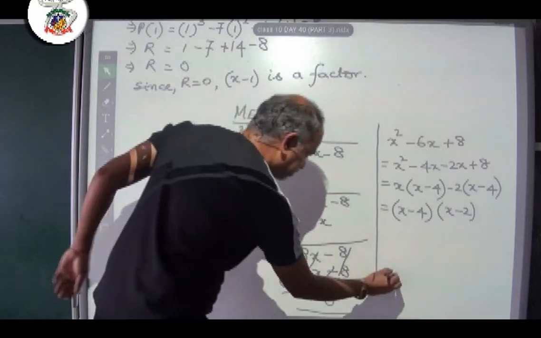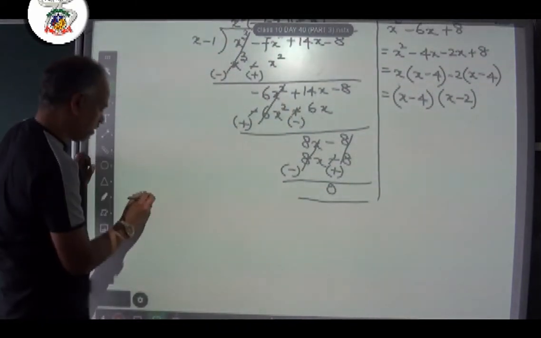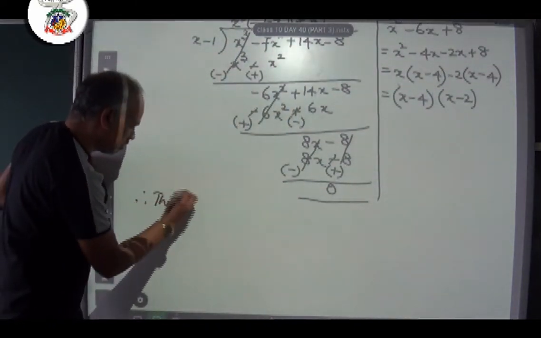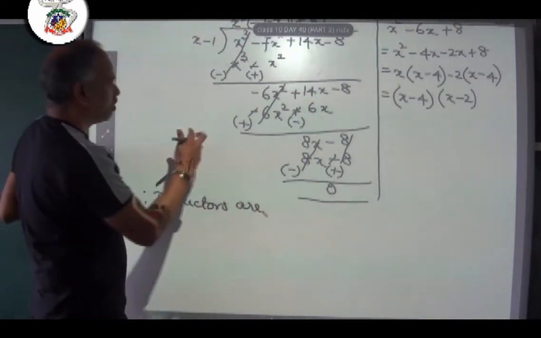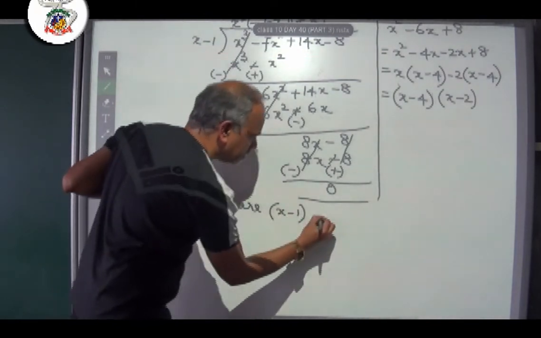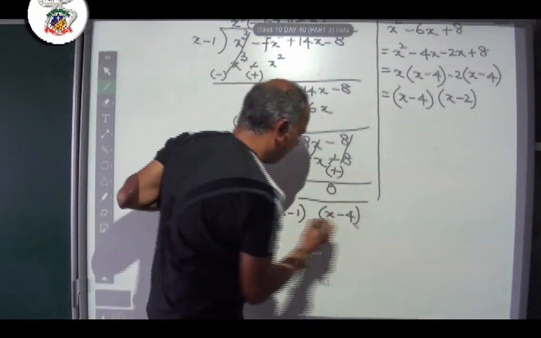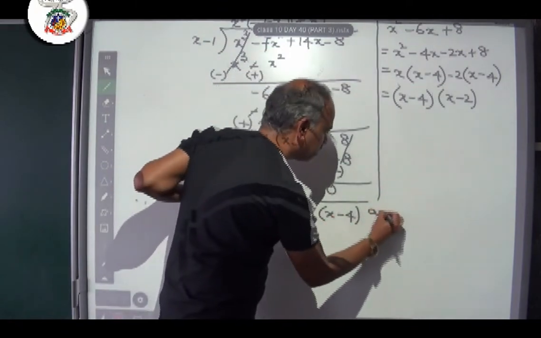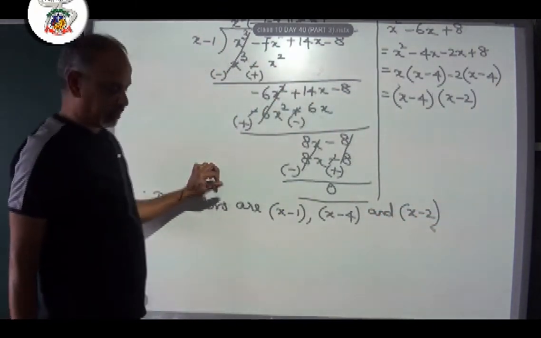Therefore, the three factors are: first one was x minus 1, second one is x minus 4 and the third one is x minus 2. These are the three factors.